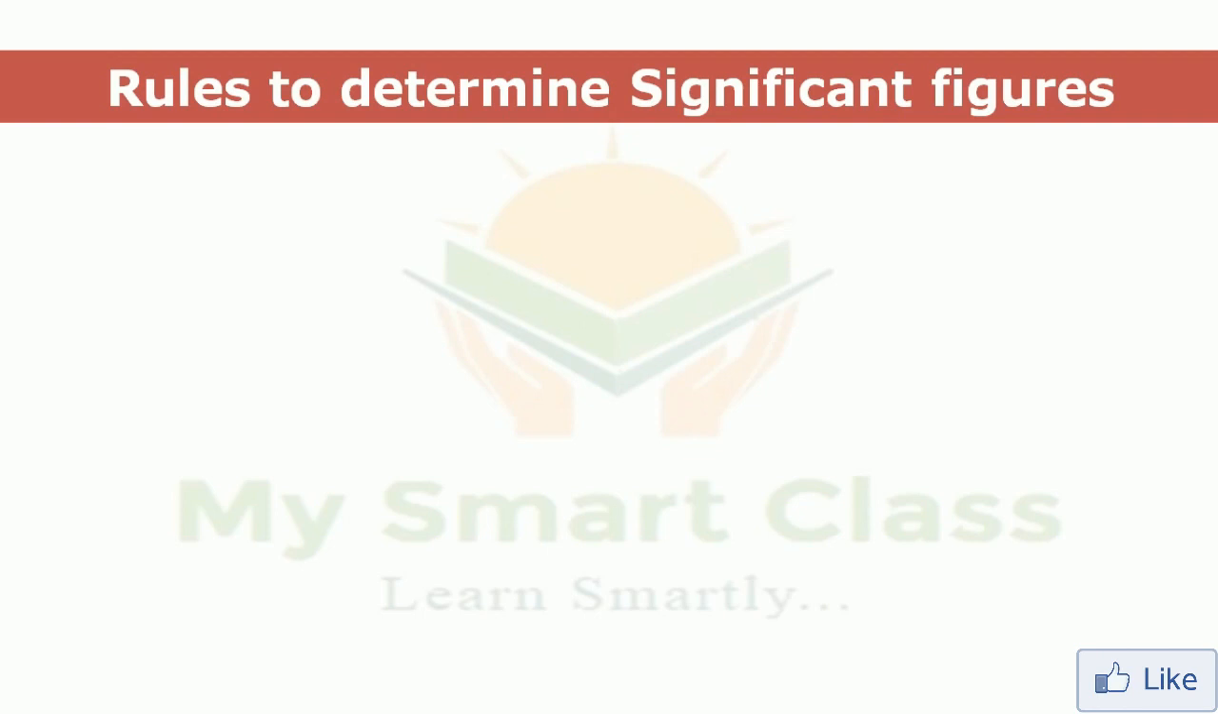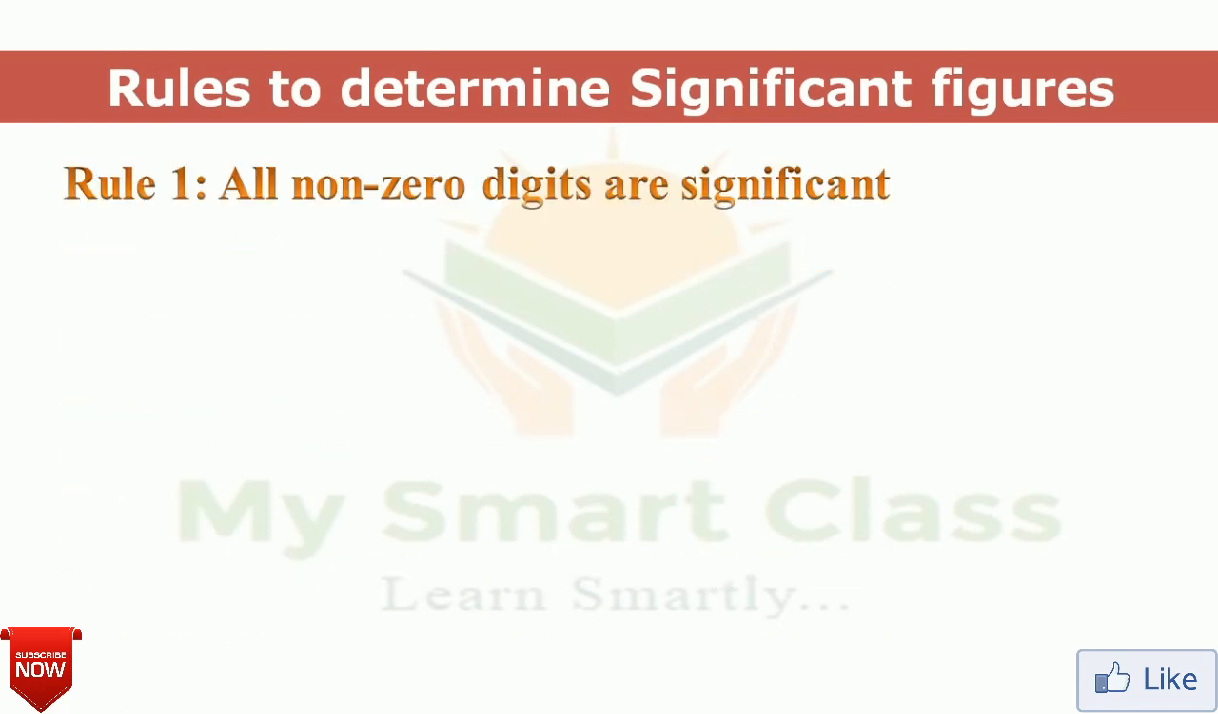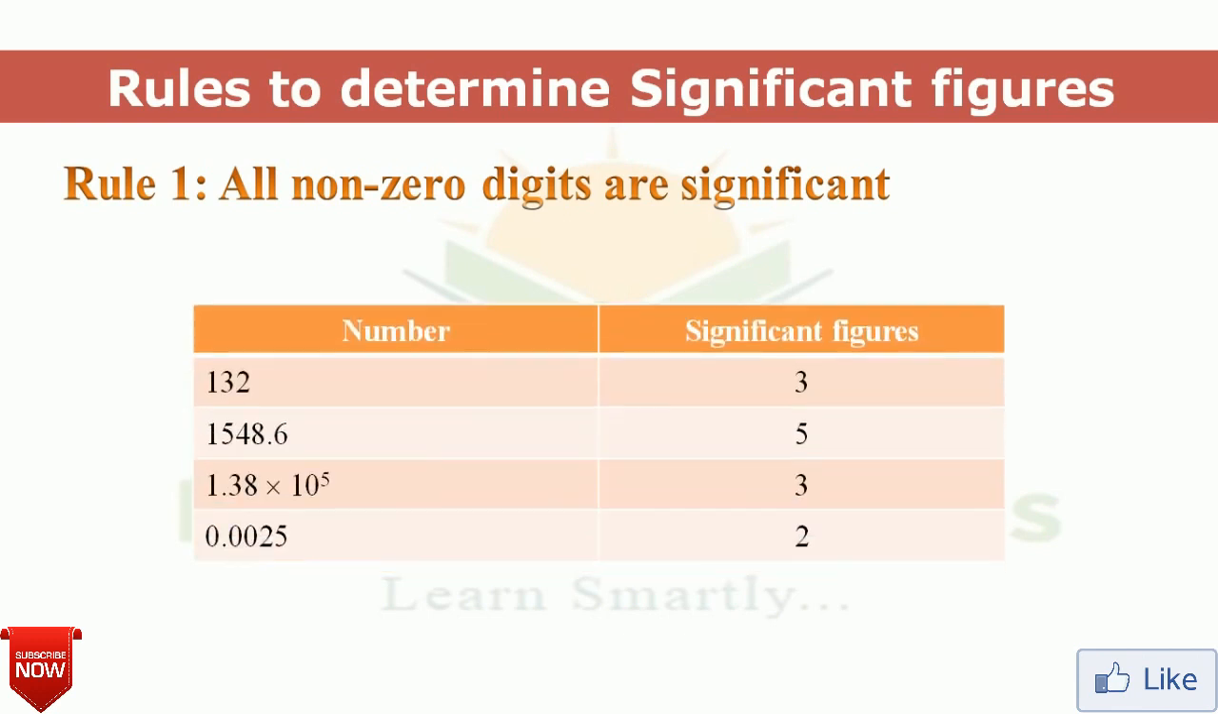So there are some rules to determine the significant figures. Let's understand the rules one by one. The first rule is that all non-zero digits are significant. We have one table. See here, these three digits are non-zero, so these three digits are significant figures. Over here there is a 4 plus 1, so 5 are the significant digits. In this case these three are significant figures. Over here these two numbers are significant figures.